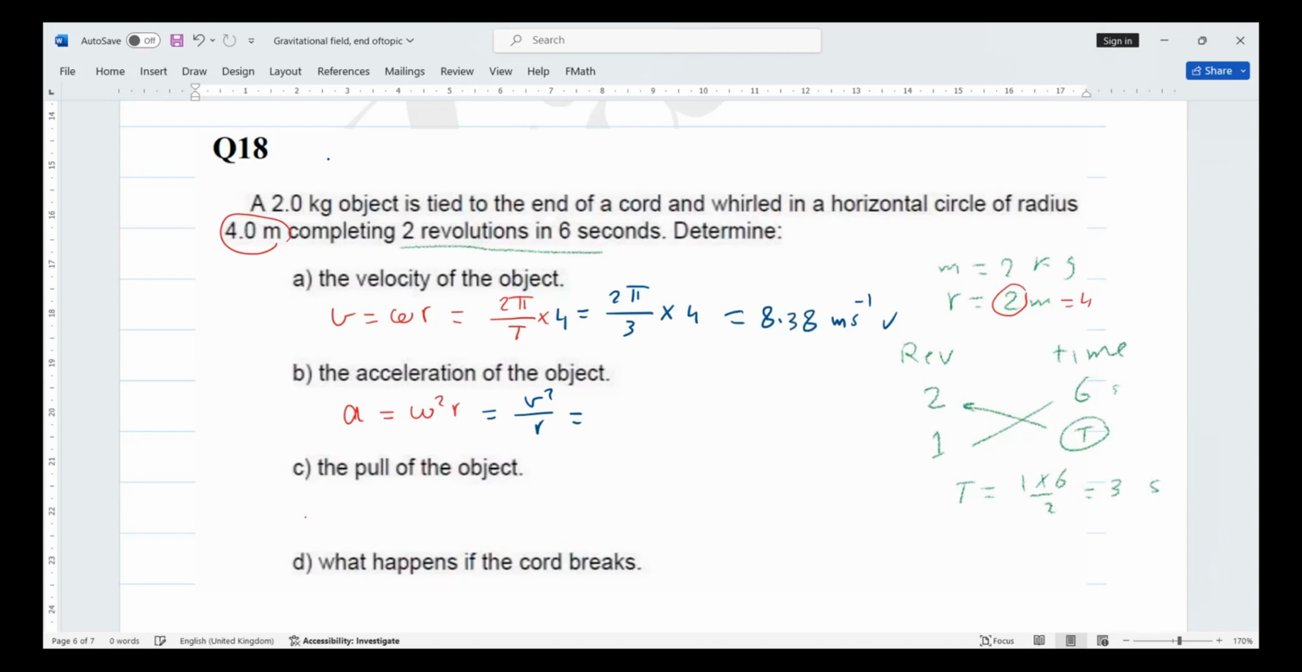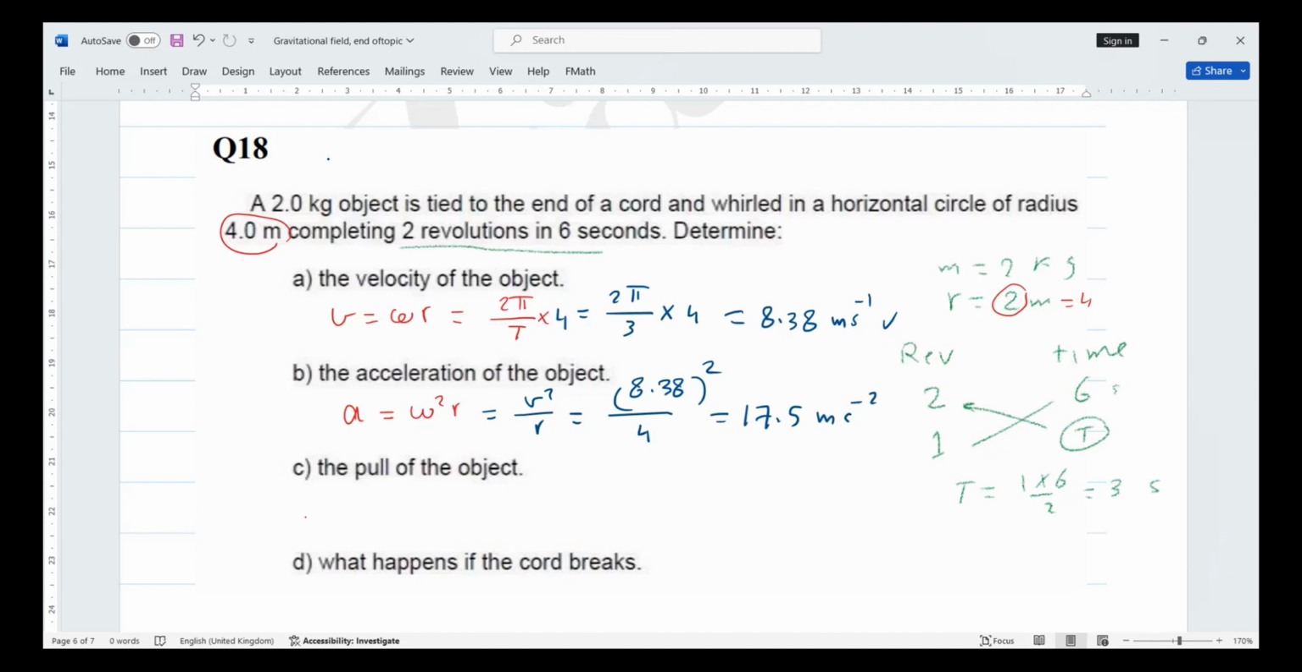So it's 8.38 meter per second. Now, it's V squared over R. So it's 8.38 squared divided by R, divided by 4. Squaring the answer, divided by 4 equals 17.5. So it is 17.5 meter per second squared.